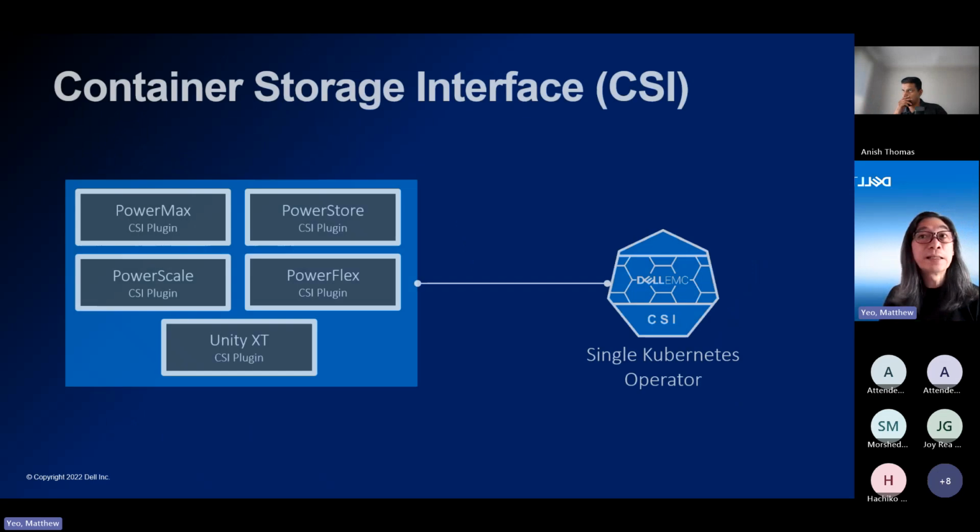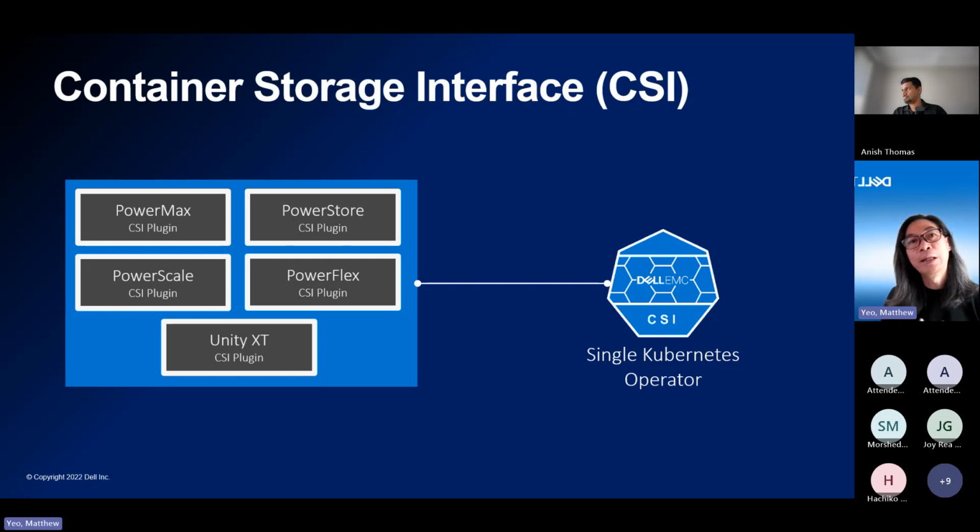So if you look at it from a CSI perspective, what is CSI? CSI basically is the single Kubernetes operator that will allow Kubernetes to talk to storage. So in this case, if you look at all the different storage that we have within Dell Technologies, we have the PowerMax, we have the PowerStore, we have the PowerScale, PowerFlex, and Unity in there. So regardless of what storage you pick, whether it's based on cost, whether it's based on performance, whether it's based on hybrid, where you have the ability to do both block and file, we have that CSI plugin in there, so that the Kubernetes within the OpenShift itself knows how to talk to the storage.